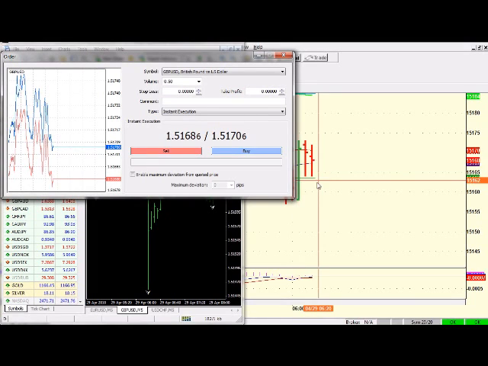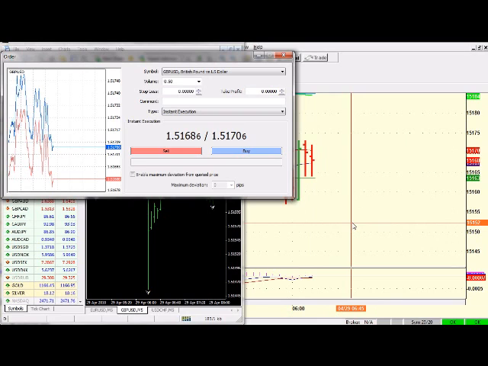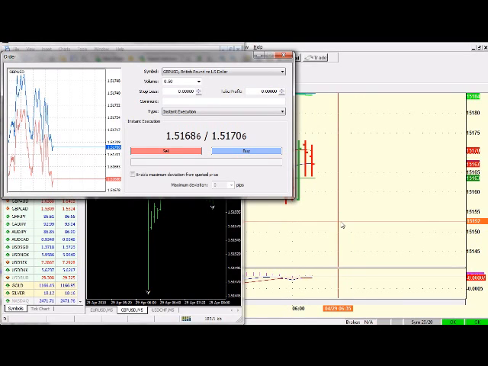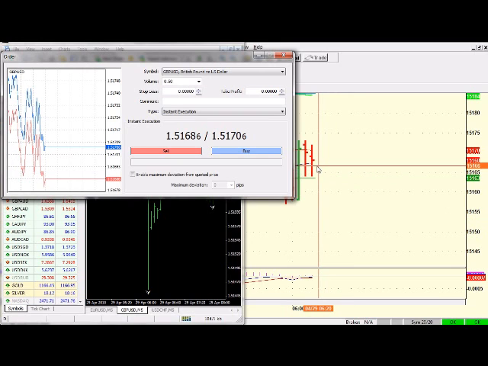So I'll be ready to enter this one as soon as that breaks this level here. It seems to be a little bit stubborn at the moment, which is not a bad thing, but it might take even 1 or 2 bars to break that level. But as soon as it does, I'll be ready for the trade. I'll come back to you and let you know.